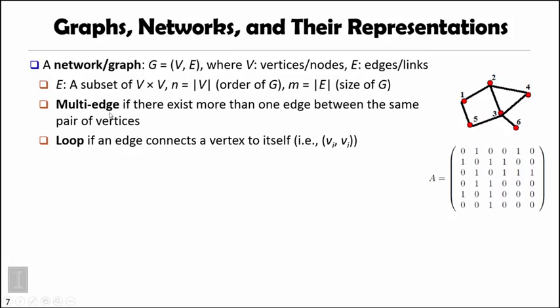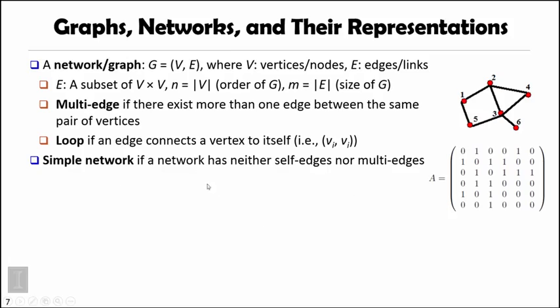Multi-edge means there exists more than one edge linking two vertices, for example, 1 and 2. If there is more than one edge, we call this a multi-edge graph. The loop means an edge connects a vertex to itself. Usually we call this a self loop. For example, if you have vertex 1 and another edge also connected to 1 directly, that's a self loop.